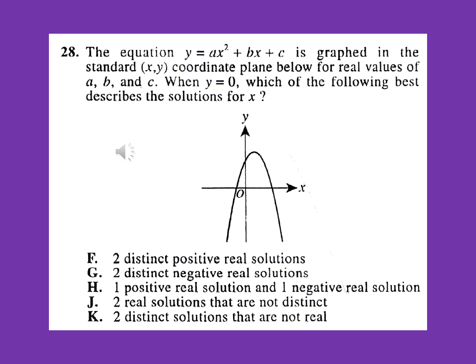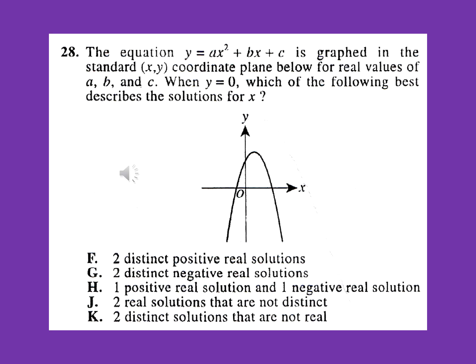It says there's two distinct positive real solutions. There's two distinct negative real solutions. There's one positive and one negative solution. There's two real solutions that are not distinct, or there are two distinct solutions that are not real.